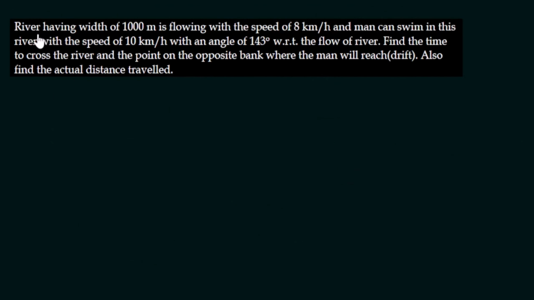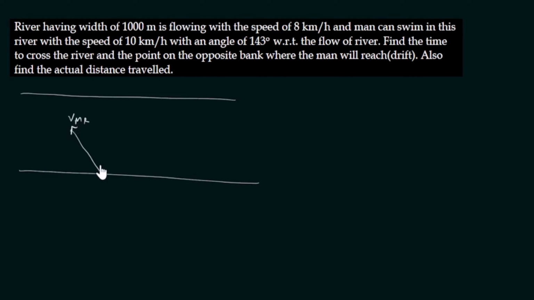Our next problem: a river having width of 1000 meter is flowing with the speed of 8 kilometer per hour. A man can swim in this river with the speed of 10 kilometer per hour with an angle of 143 degree with respect to the flow of river. This is the velocity of man with respect to river. This is 143, so this will be a 37-degree angle.